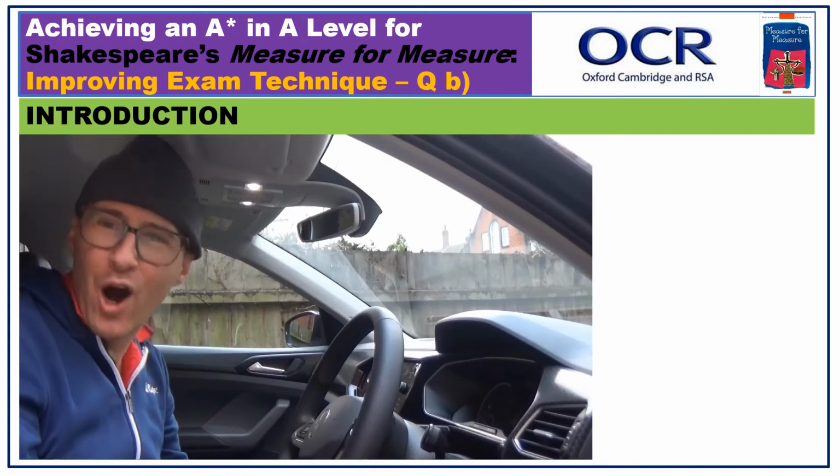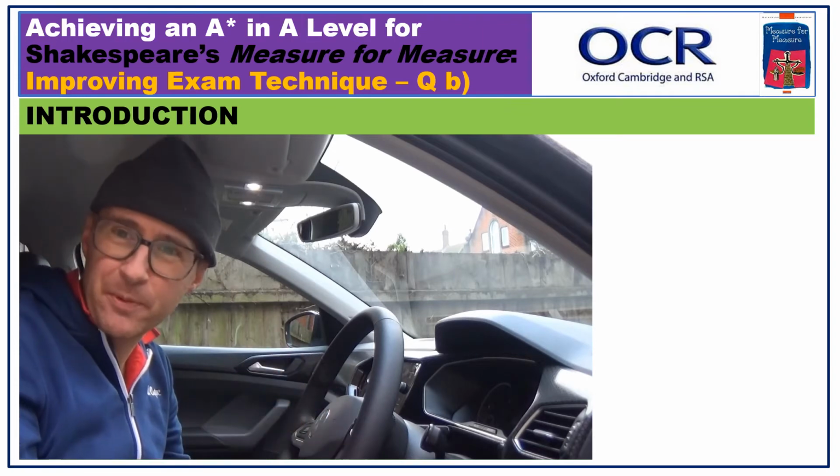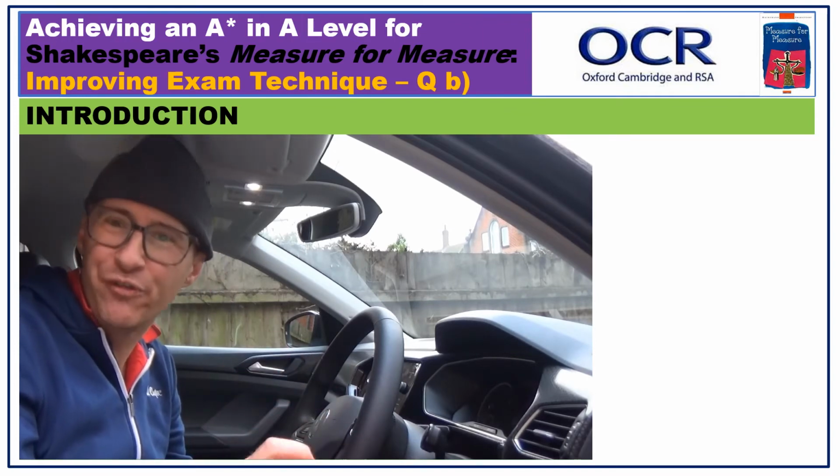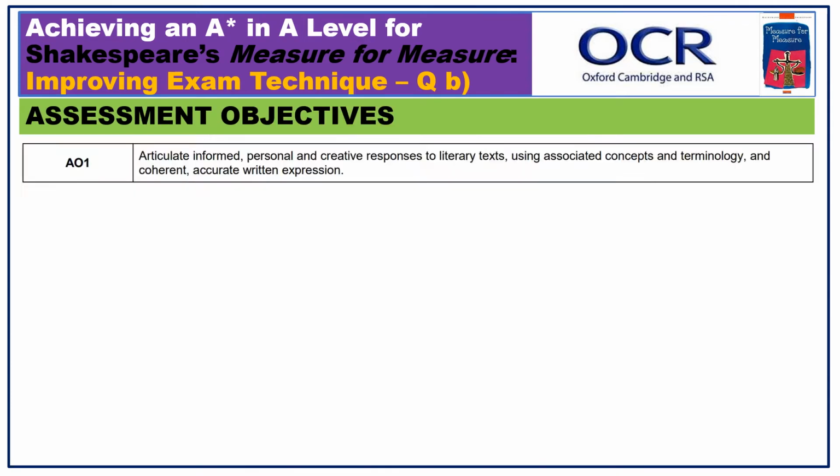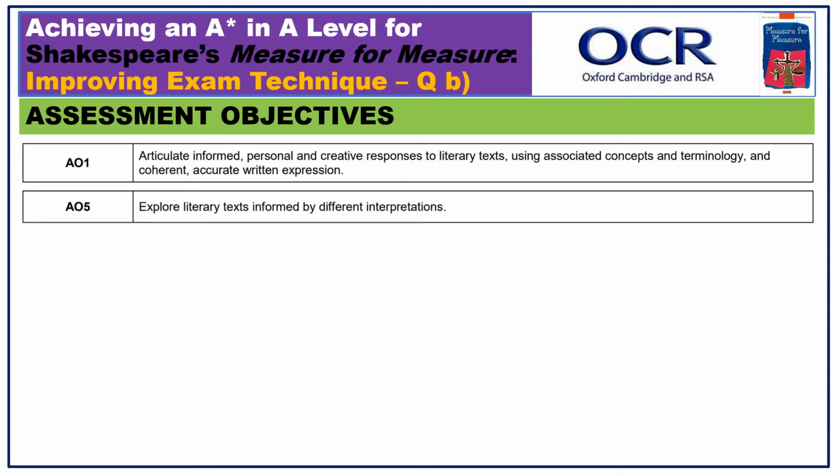Let's kick off with the mark scheme for this question. There are two assessment objectives, AO1 and AO5. So AO1 is about your arguments, informed by the breadth of your understanding about the text. It's about how well and how accurately you write. Whereas AO5 is about your exploration of different interpretations of the play. These might be performances on stage, in a film, or critical viewpoints published within articles, books, or production programs.